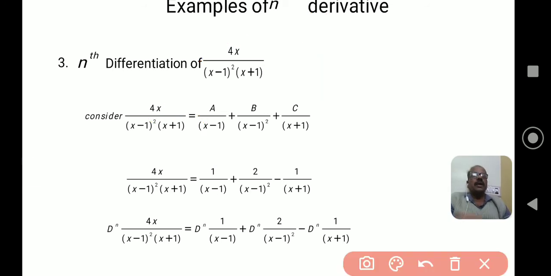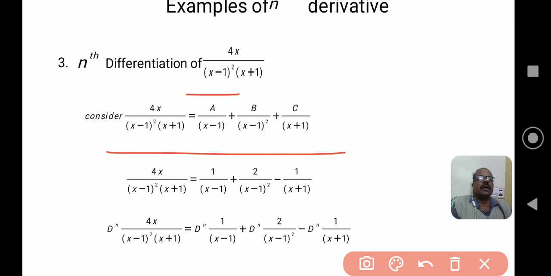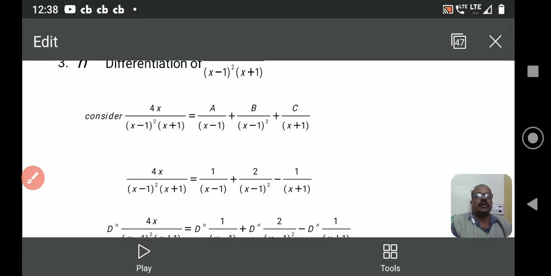After identifying, use the procedure to get a solution for the proper fraction. Express in terms of linear terms. Because it is x minus 1 whole square, it is a repeated linear term, so we should express it in this form: a by x minus 1, b by x minus 1 whole square, and again c divided by x plus 1, which is a non-repeated term. Use the procedure to find the a, b, c values.